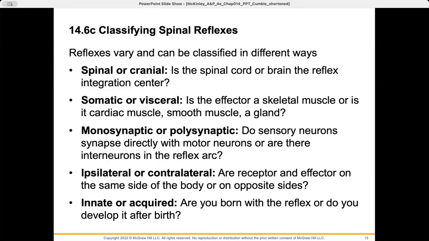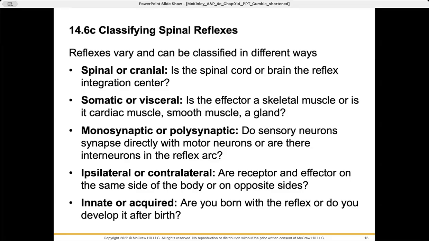So there are some ways that we can classify these reflexes. We're not going to learn about all the reflexes. We're just going to learn some categories today. We might see them as spinal versus cranial. We're only talking about spinal reflexes in this case. They could be somatic or visceral. Somatic meaning they're sending a signal to a skeletal muscle, or visceral meaning that they're sending a signal to an internal organ involving cardiac muscle, smooth muscle, or gland.